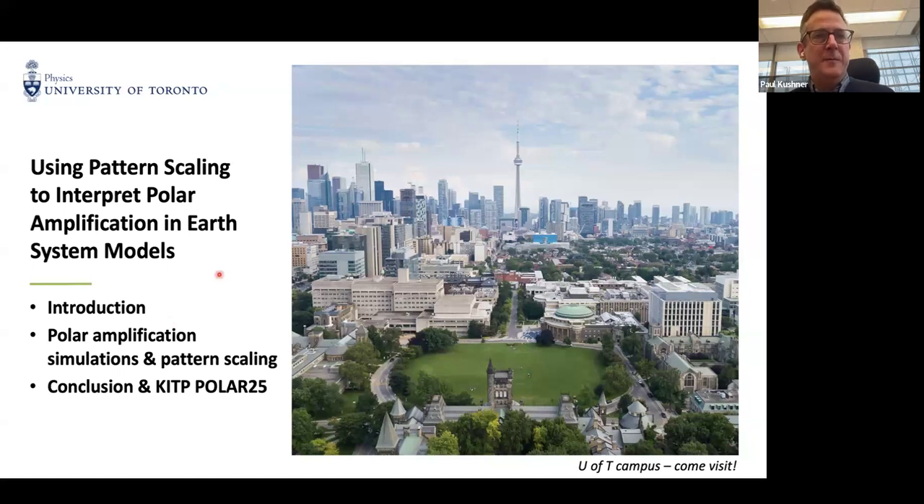And then I'll finish off with a recap and then talk a little bit about this Polar 25 program if there's time. All right. Okay, let's get started.